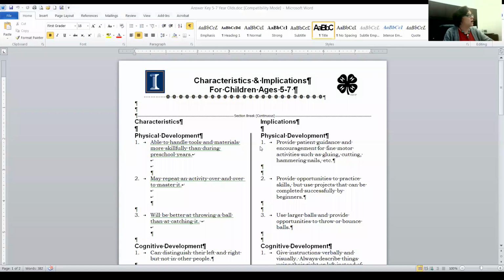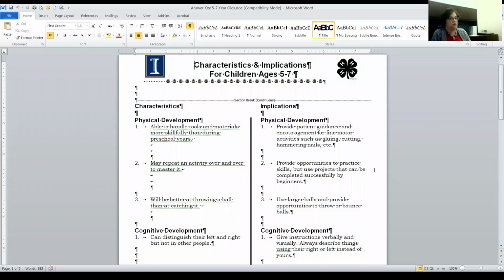Great. All right. Well, I've got 2 more of these, but what I'm going to do is share the screen with you so I can show you what these pages look like. This is what you're going to get. It gives you a characteristic, and then some of the implications. Things like they're able to handle tools and materials more skillfully than during their preschool years. So you're going to have to provide patient guidance when they're learning those fine motor skills like gluing, cutting, hammering, those types of things.